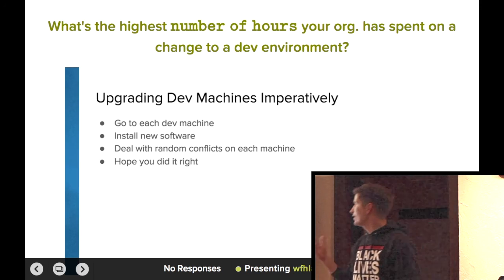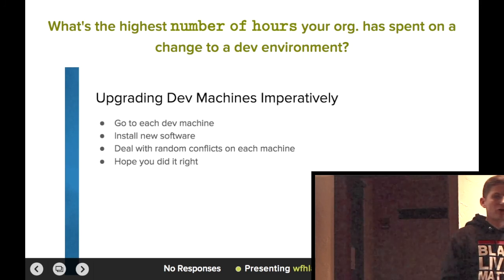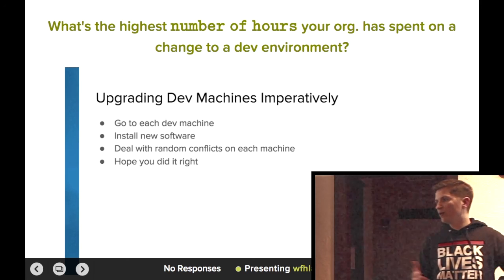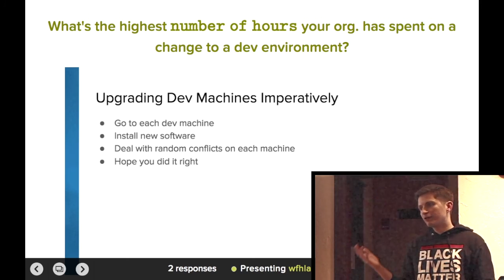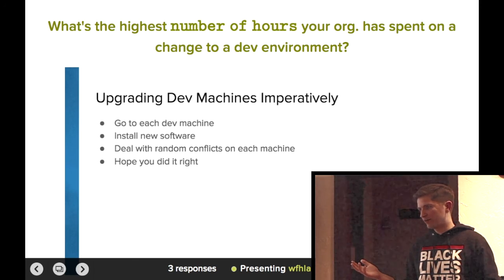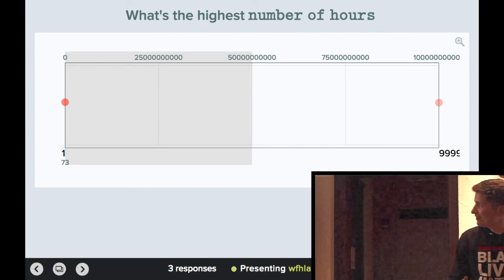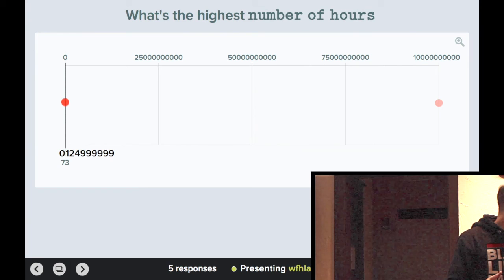So again, upgrading dev environments imperatively takes forever. You have to go around, everyone hates you forever, and you end up deciding not to switch from Ruby SaaS to Node SaaS because you don't want to go to everyone's computer and install it. Hours spent. That's a lot of hours.